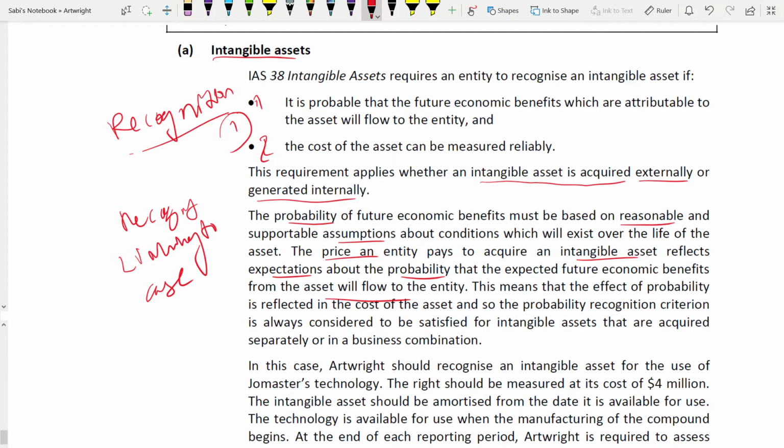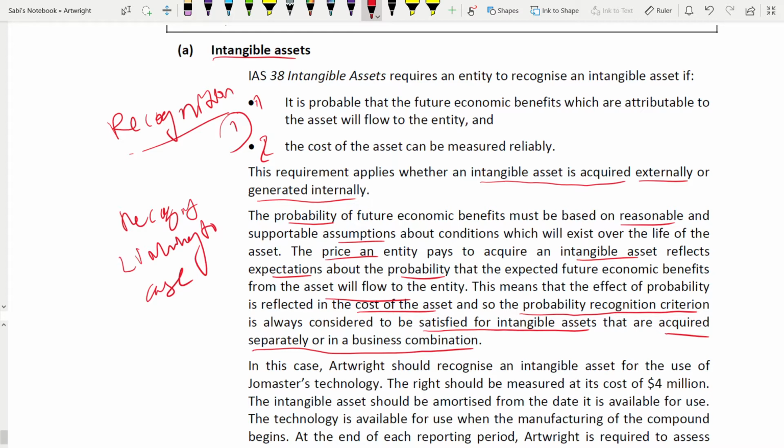This means that the effect of probability is reflected in the cost of the asset. Okay? Because there's a probability that is already reflected in the cost of the asset. And so the probability recognition criteria is always considered to be satisfied for intangible assets that are acquired separately or in a business combination, remember.